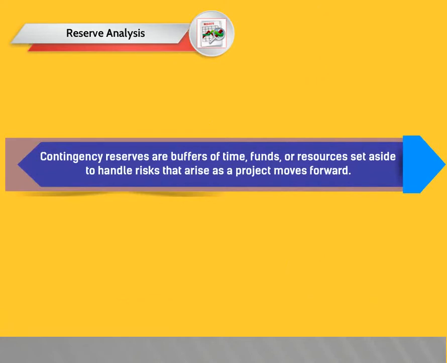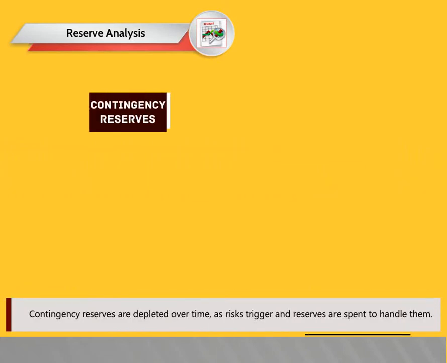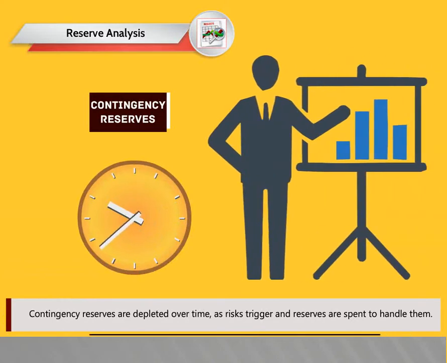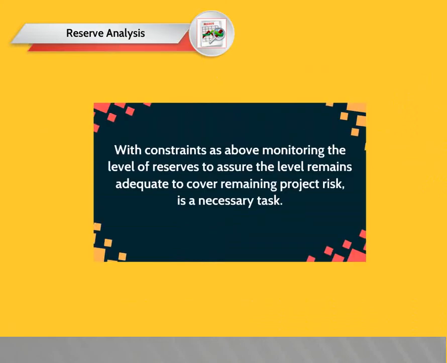Contingency reserves are buffers of time, funds, or resources set aside to handle risks that arise as a project moves forward. Contingency reserves are depleted over time as risks trigger and reserves are spent to handle them. With constraints as above, monitoring the level of reserves to assure the level remains adequate to cover remaining project risk is a necessary task.